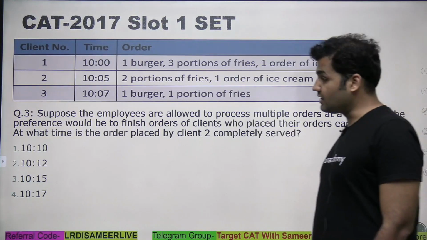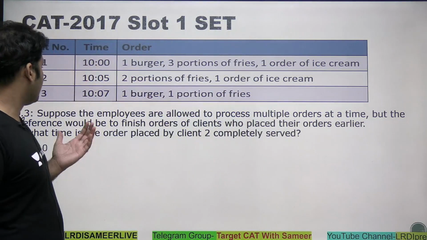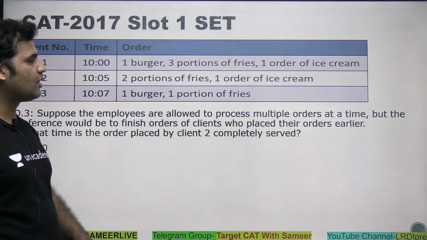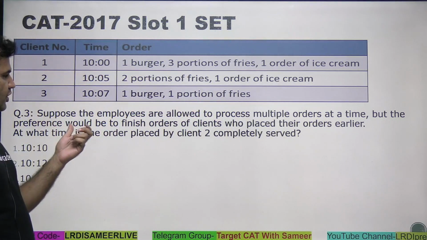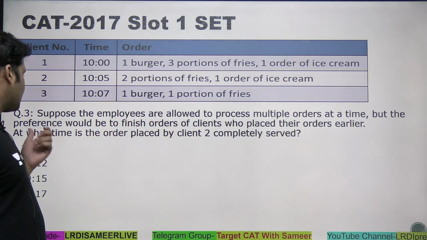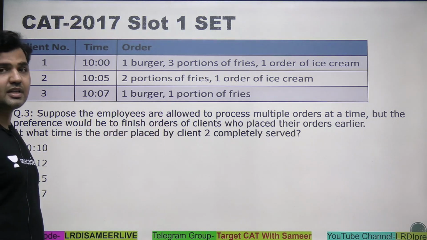This one is a tricky question to solve. Let's have a look. It says, suppose the employees are allowed to process multiple orders at a time, but the preference would be to finish orders of clients who placed their orders earlier. At what time is the order placed by client 2 completely served?